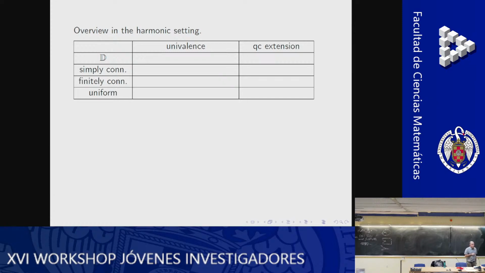So let's see the same table for harmonic mappings. In the unit disk, the same people that defined the Schwarzian derivative have proved a univalence criterion and the quasi-conformal extension theorem. Now, let's go to simply connected domains. And before I give you the answer, let's make a simple thought. Every analytic function is harmonic. Therefore, if you have a criterion for harmonic mappings, it should also be a criterion for analytic mappings. And therefore, the domain must be a quasi-disk. Okay? So we cannot expect a larger class of domains.